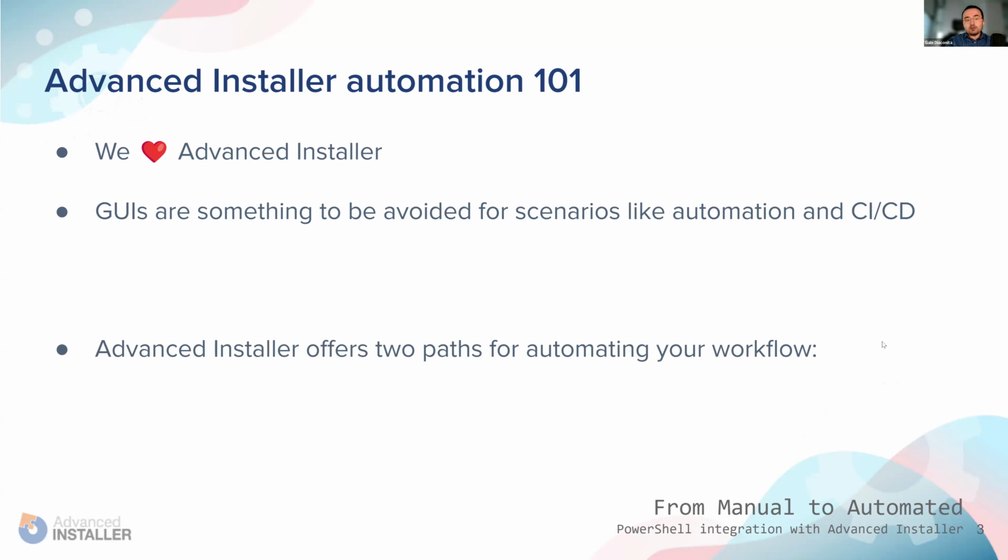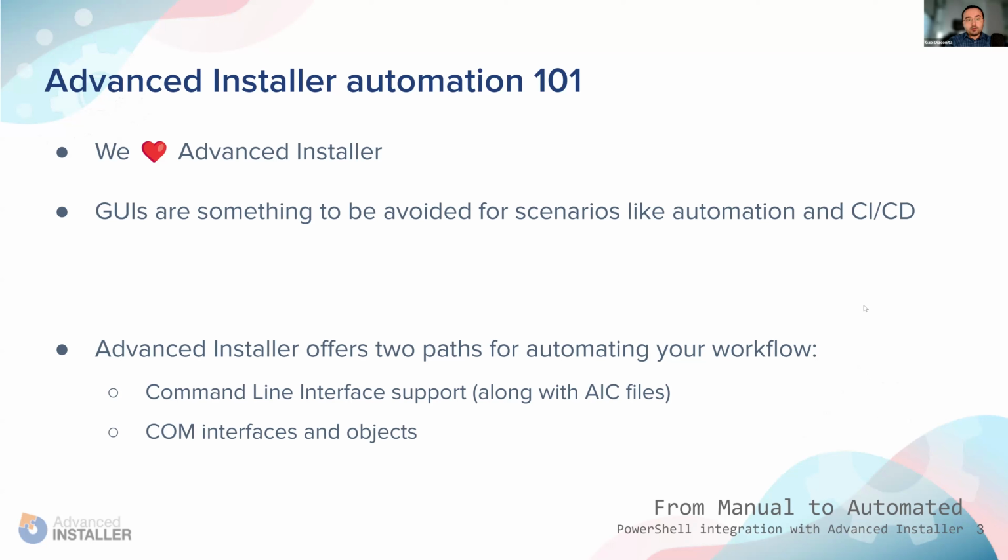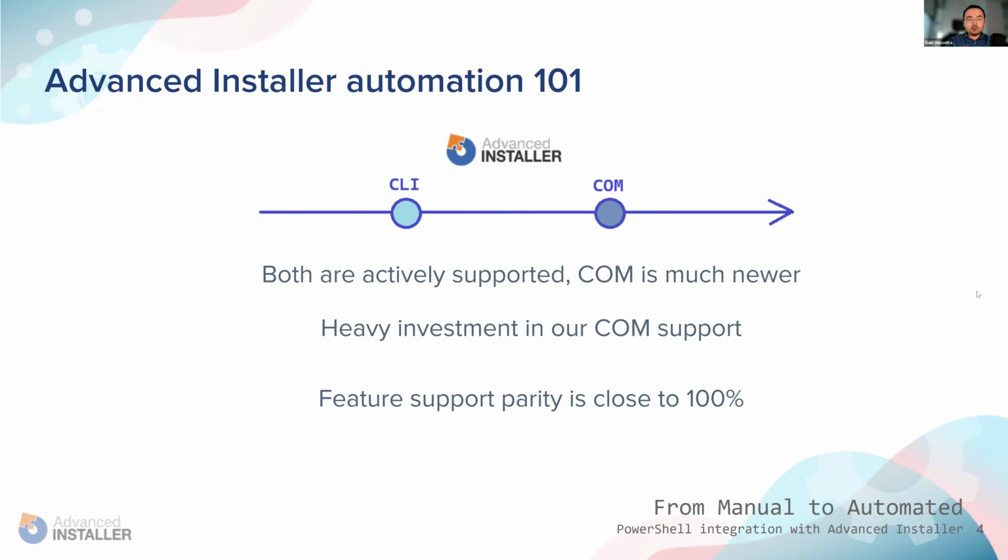The functionality that Advanced Installer offers can be automated in two major ways. The first one is through the command line interface, or simply the CLI, along with command files. We will immediately introduce those, and you will have a short description of what they are and what they do. The second way is through the Component Object Model, or as everybody refers to it, the COM interfaces and objects. Both of them are actively supported by us, with the COM support being much newer. Our development team has invested a lot of effort in it for the past few years. And as of today, March 2024, the surface area that's covered for our functionality is approaching 100% parity.